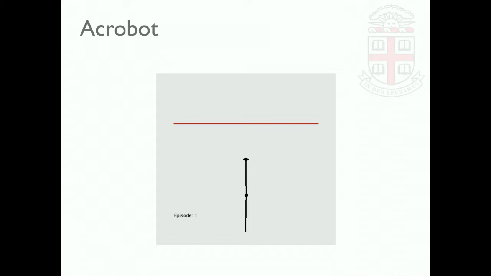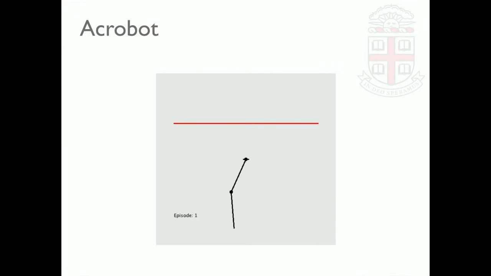I don't know if as kids you used to hang off door frames. I used to do that. And you'd swing your legs to try and gain momentum to get up above, and the goal is to get up above this red line. So we can run TD lambda, Sarsa lambda in real time, and we can get learning behavior like this.